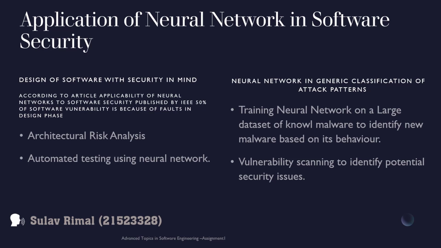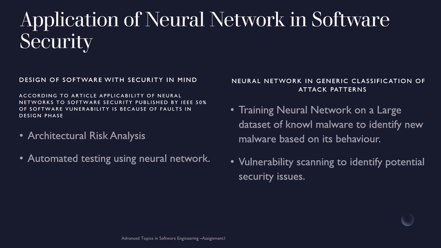I'm going to talk about application of neural networks in software security. As published by IEEE, the design of software is 50% of the reason that software is vulnerable these days. Therefore, designing software with security in mind will go a long way in developing secure software, under which architectural risk analysis falls.